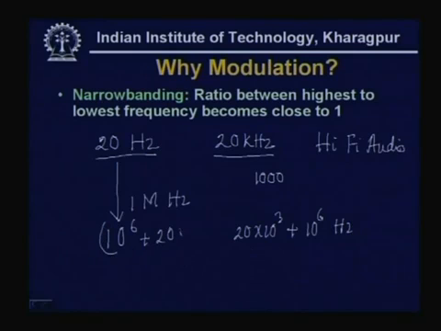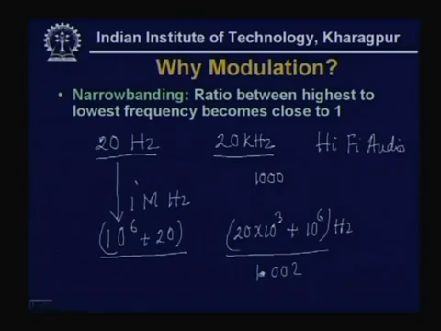So, you see, if you take the ratio between the two, the ratio will be only 1.002. That means, if you design an antenna for the highest frequency, that will be able to send the lowest frequency very easily, because as you can see, the ratio between the highest and lowest frequency is only 1.002. In other words, a single antenna will be able to transmit both the frequencies efficiently and effectively. This process is essentially narrow banding.